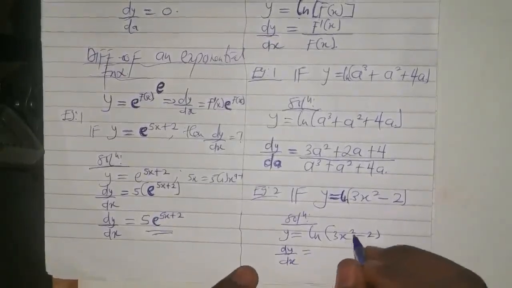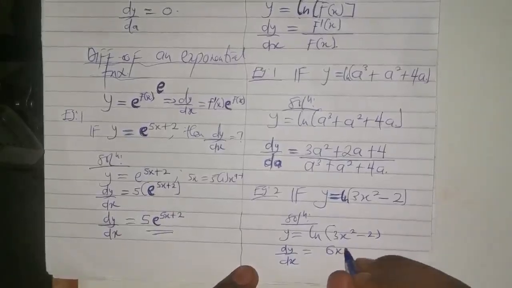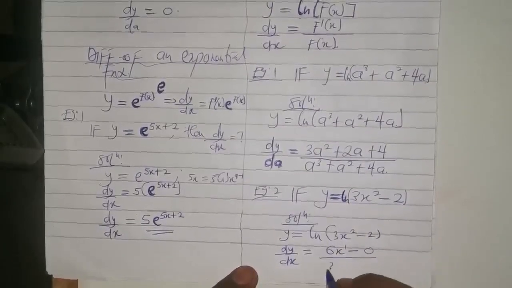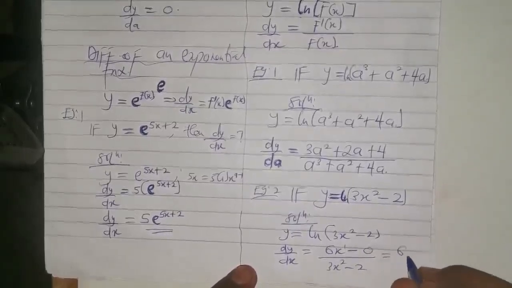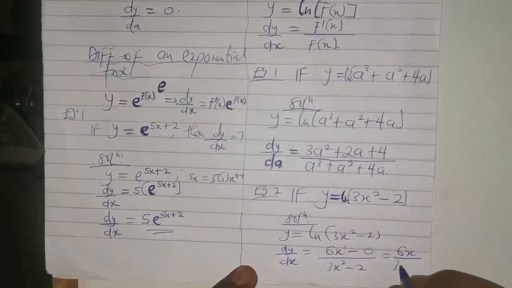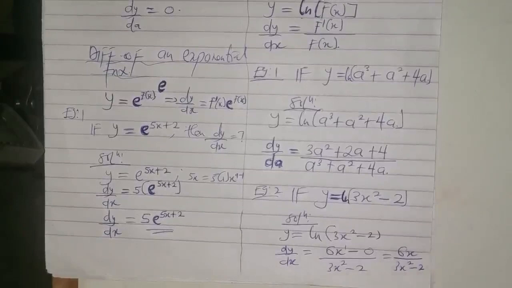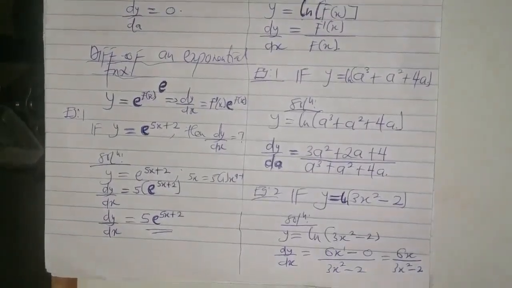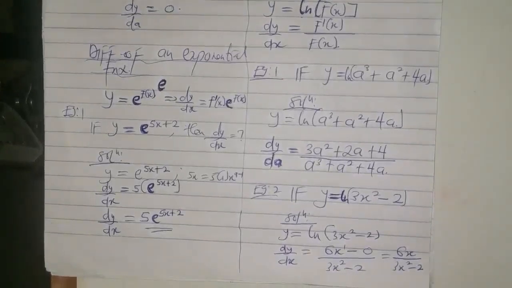will be equal to, so our differential, which is what, 2 multiplies the 3, so it becomes 6. Now subtract 1 from the 2, so it becomes 1. Then if I differentiate a constant, I'll get 0. Now divide by the original function, which is 3x squared minus 2. So I can say that is 6x over 3x squared minus 2. I hope that is clear. So that's also how differentiation of logarithm functions works. So take notes and always apply it.